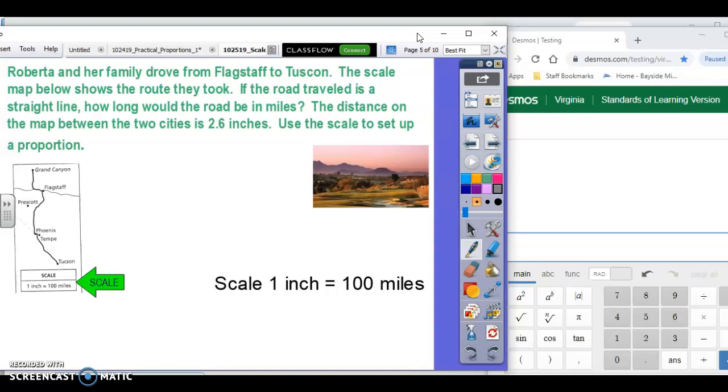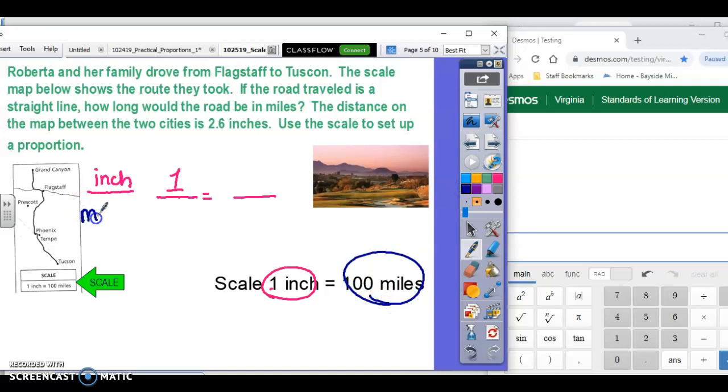So this, once again, we're going to want to use two different colors. So when I look at the measurements, the first one is in inches. So I'm going to label that as inch, and I'm going to write that in pink. And I know that that's 1 just from this number right here. So the other measurement they give us is miles. So I'm going to put that here. And it says 100 miles. So 1 inch is equal to 100 miles.